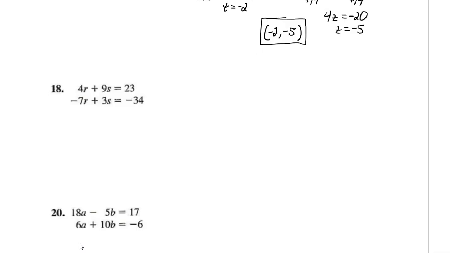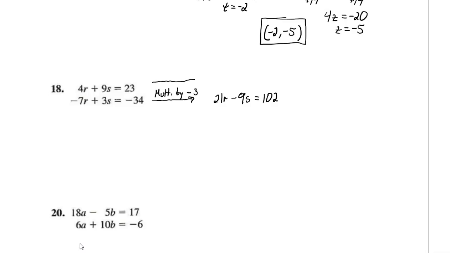Should we try to have the variable r end up being opposites, or the variable s end up being opposites? What's the better way? I'm going to multiply the second equation by something in order to make -9s. What do we need to multiply by? So multiply by -3. The second equation becomes 21r minus 9s is equal to 102.